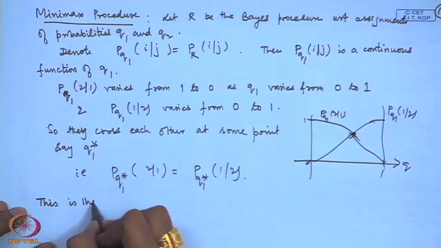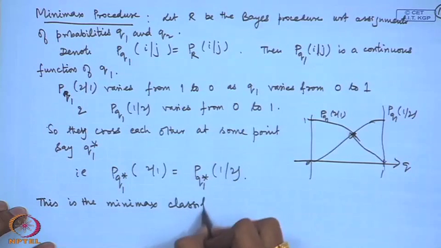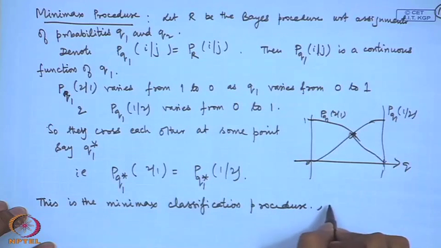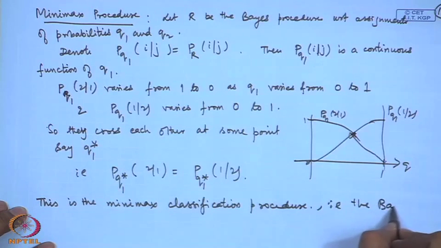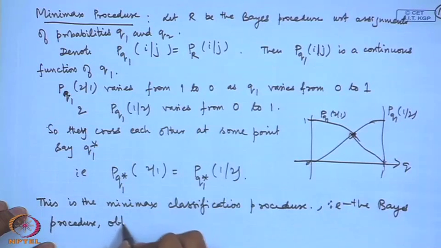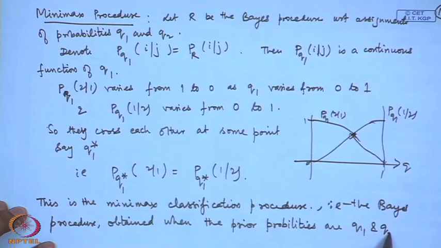This is the minimax classification procedure. That is the Bayes procedure obtained when the prior probabilities are q 1 star and q 2 star. This is the minimax procedure.